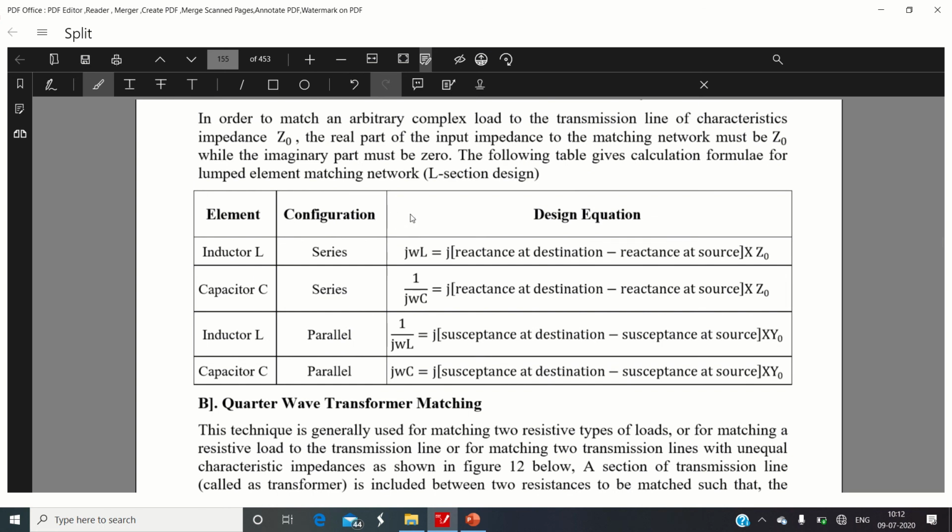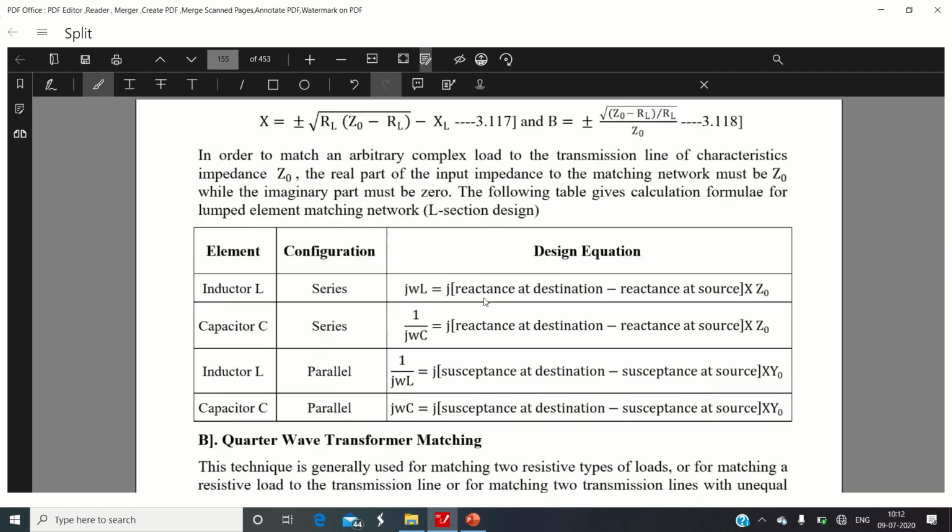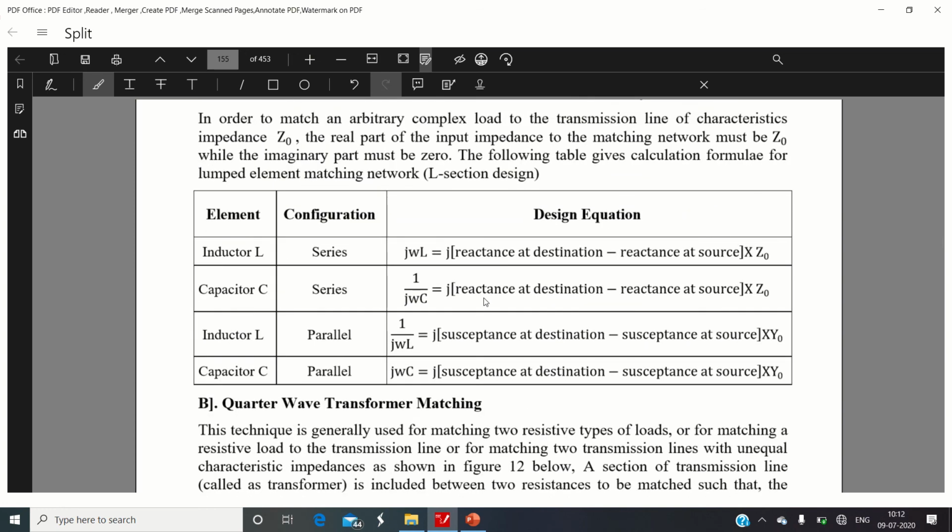This table we are going to refer to every time we design the impedance matching circuit using lumped elements with a Smith chart. So I hope you have jotted down this particular empirical equation table to calculate the lumped values of inductor and capacitor in different configurations.